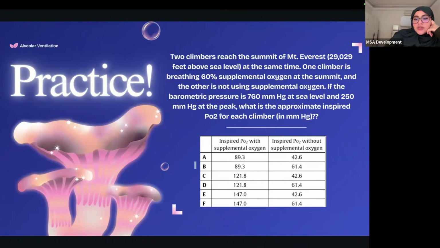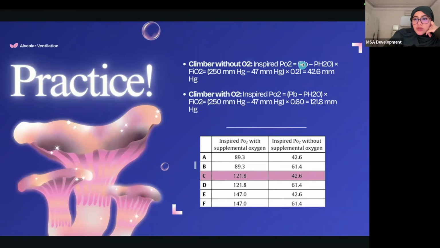Okay, so the answer is C, and all this is asking is, at the barometric pressure, which is 250 because they're at the peak, they're not on the bottom. This is maybe a trick. Maybe they want you to do barometric pressure to be 760, but it was a trick. They just supplemented all of this.